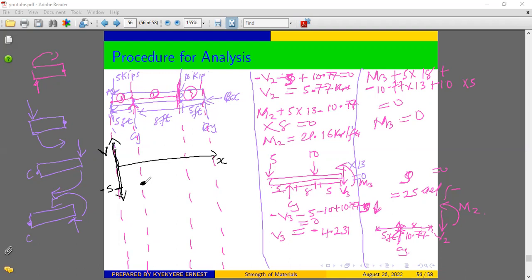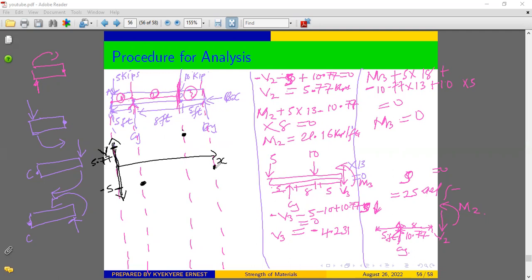We go to our next section. The shear force was 5.77, so positive 5.77. Positive will be located upwards, negative will be located downwards. So we indicate that on our axis for the next section. And the last shear force was 4.23, so we can indicate that on our last side. So 4.23 will be somewhere here.